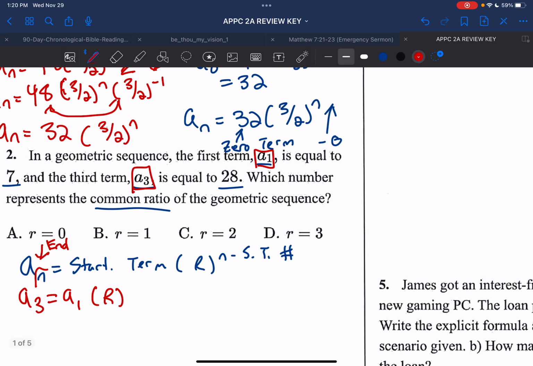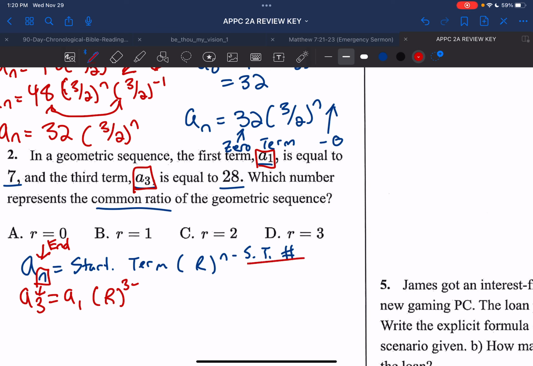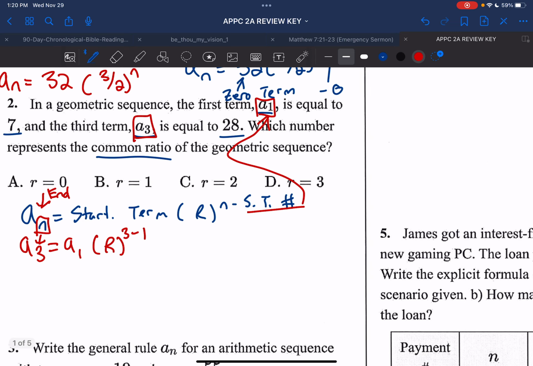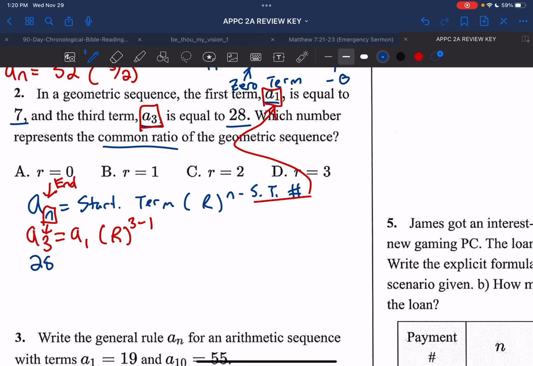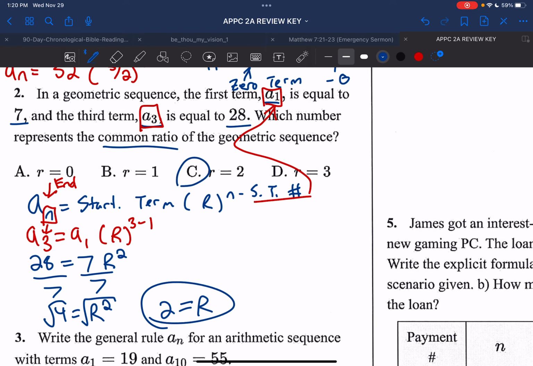My n here is 3. So 3 minus my starting term number is 1, right? So I started at 1, so 3 minus 1, and then I just plug in and solve. So a3 is 28. My a1 is 7, and then I'm going to have r squared. Then to get r by itself, I can take the square root and get that my common ratio is 2.